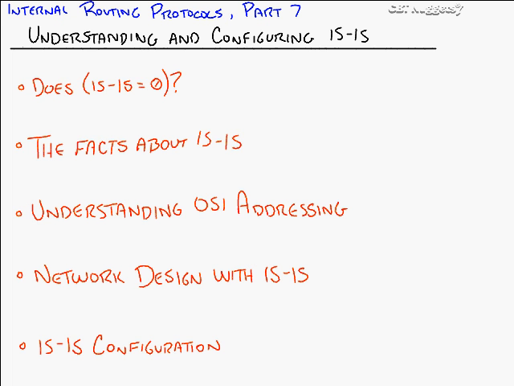So I'm going to talk about why it's still around, why it's still a testable concept when we talk about the CCIE lab. Then we'll get into the facts about ISIS, why ISIS is the way it is, and then we'll get into something about OSI addressing. I can't wait till we get there, because a lot of people think, isn't the OSI just a model? We'll kind of demystify that once we get there. We'll finally look at network design with ISIS. How do you design it?